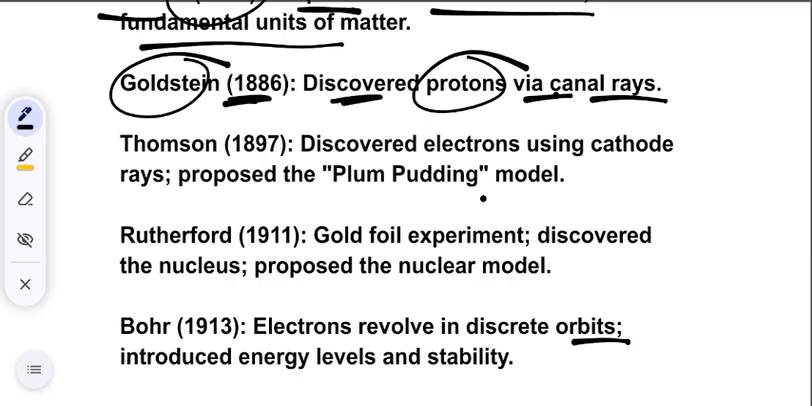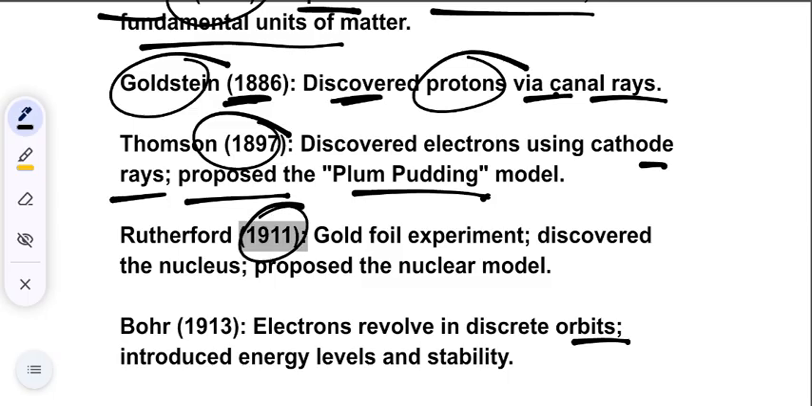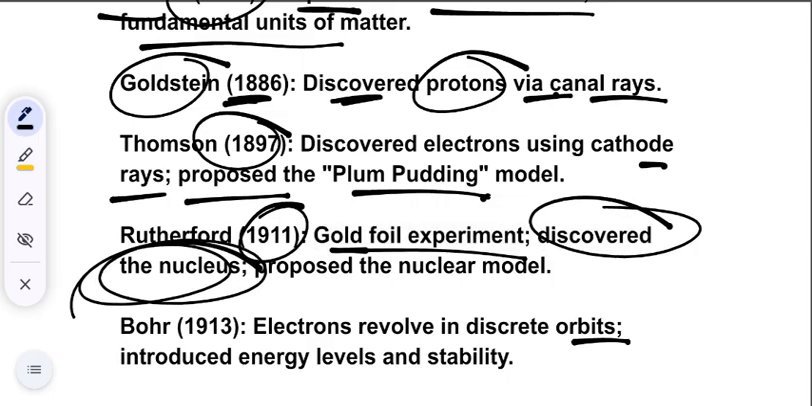Thomson, around 1897, discovered electrons using cathode rays and proposed the plum pudding model. Also remember the name of this model, maybe it can come in your exam, as an MCQ or a one-word answer like this. Rutherford, around 1911, proposed the gold foil experiment which led to the discovery of the nucleus.